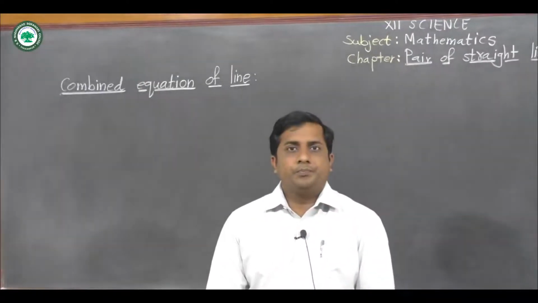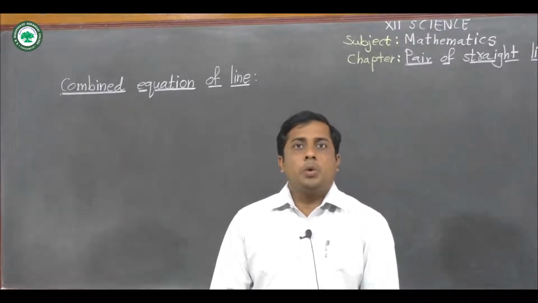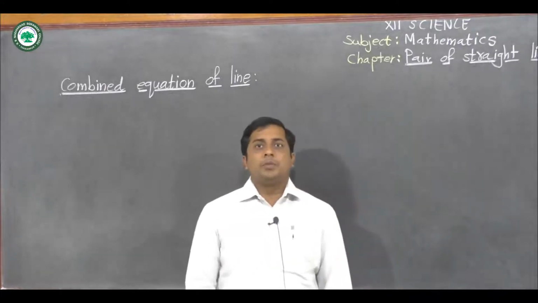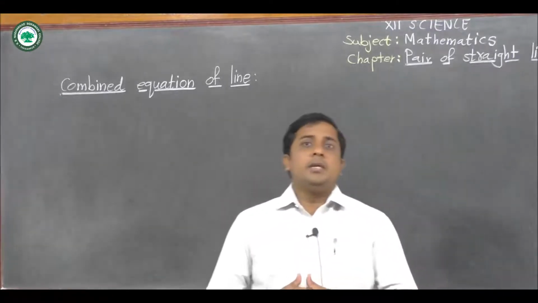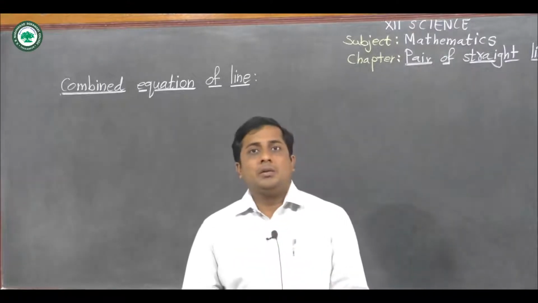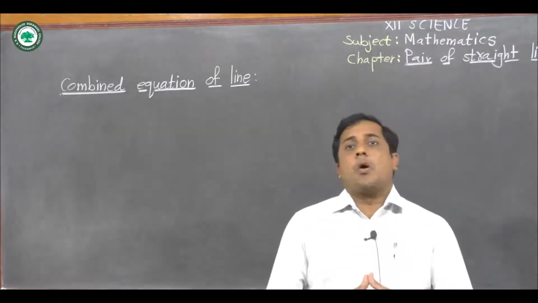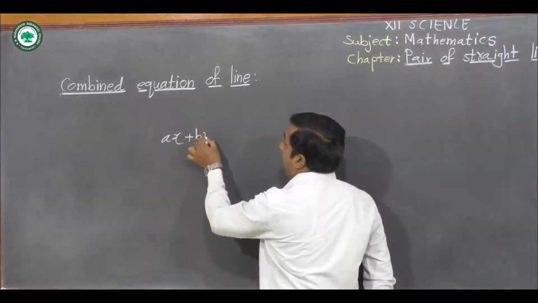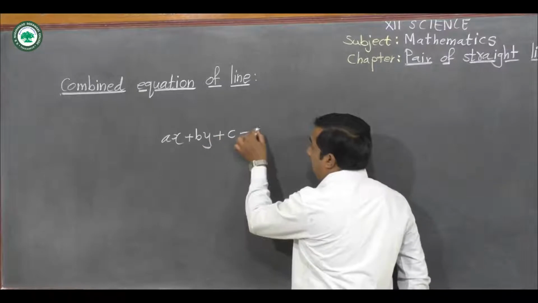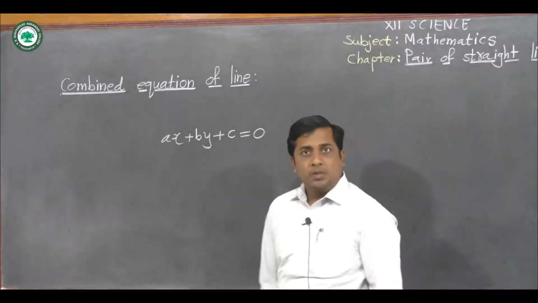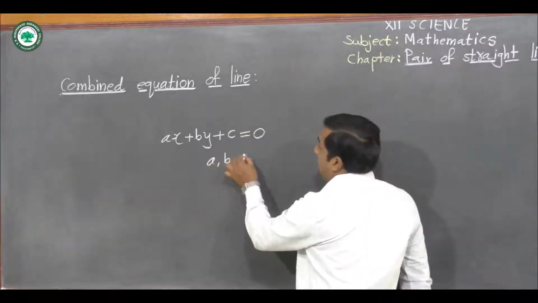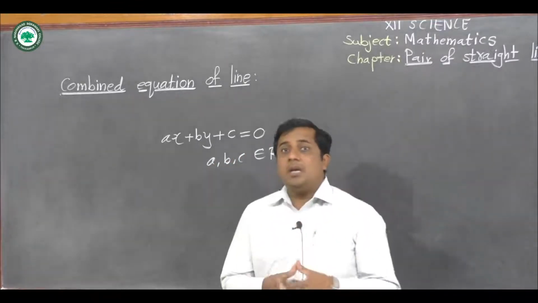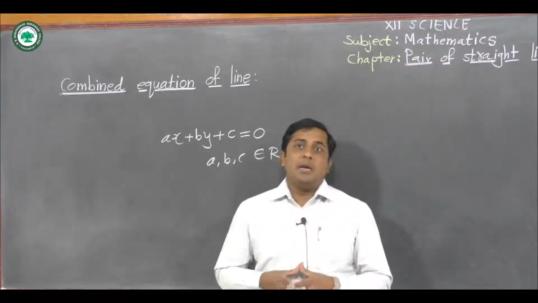Hello everyone. In today's lecture, we go with the concept of the chapter, pair of straight lines. Previous year, we have studied the equation of line. We studied various forms of the line. Here, ax plus by plus c is equal to 0, here A, B, C belong to R, and here A and B are not 0 simultaneously.